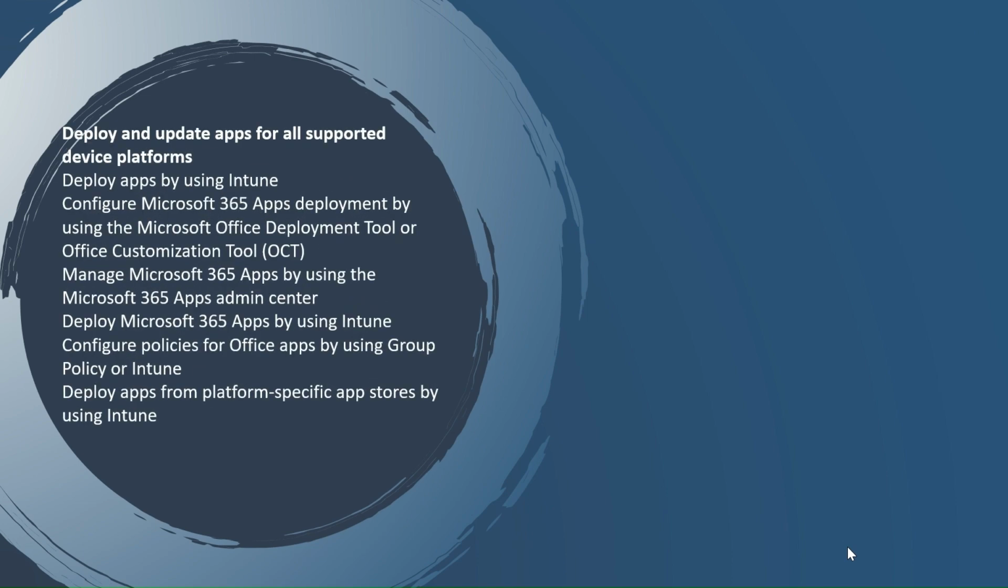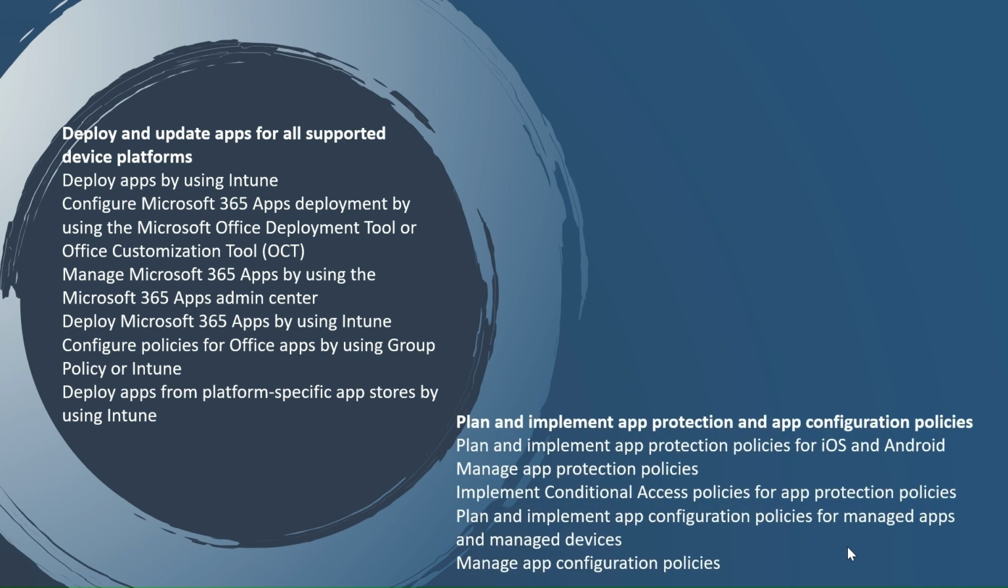Deploy and update apps for all supported device platforms. Deploy apps by using Intune. Configure Microsoft 365 apps deployment by using the Office Deployment Tool or Office Customization Tool, OCT. Manage Microsoft 365 apps by using the Microsoft 365 Apps Admin Center. Deploy Microsoft 365 apps by using Intune. Configure policies for Office apps by using Group Policy or Intune. Deploy apps from platform-specific app stores or by using Intune.